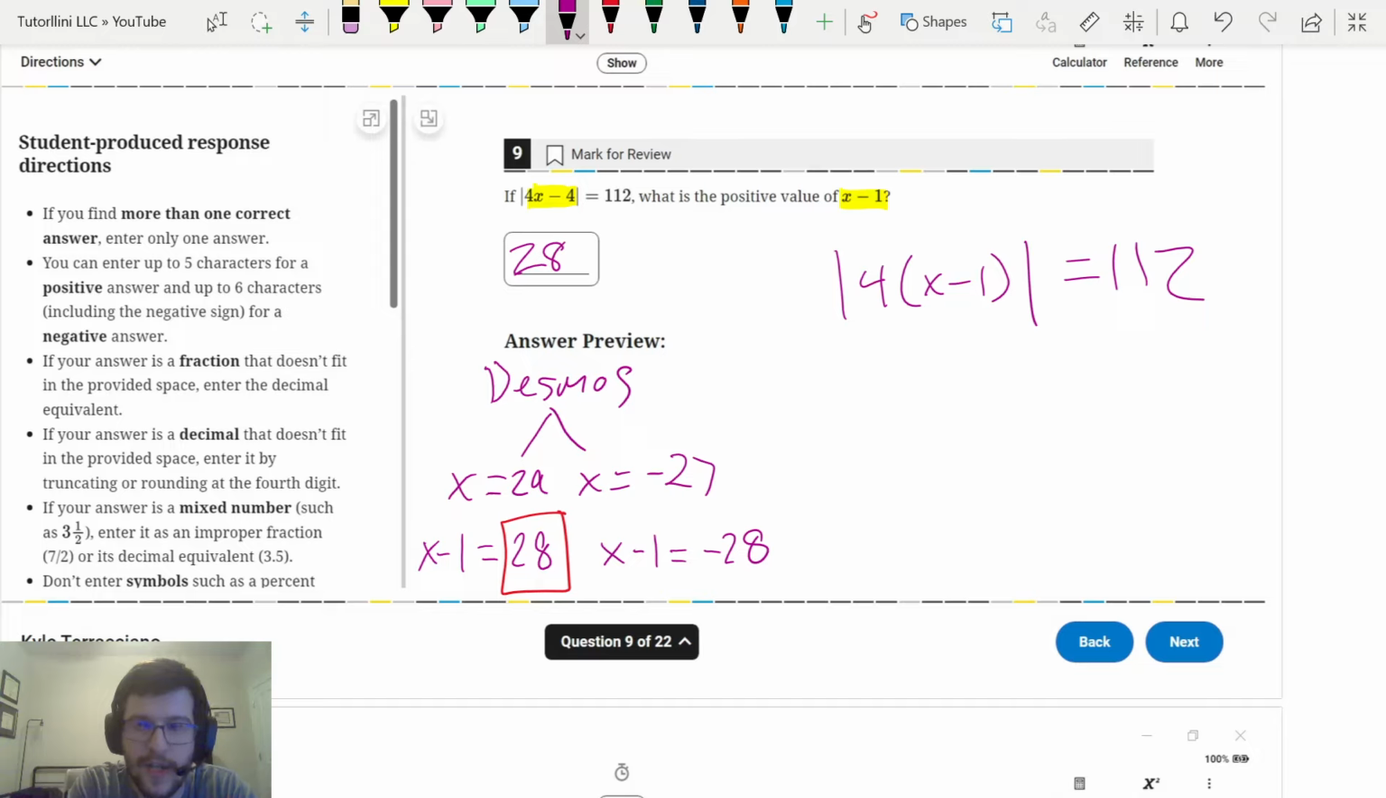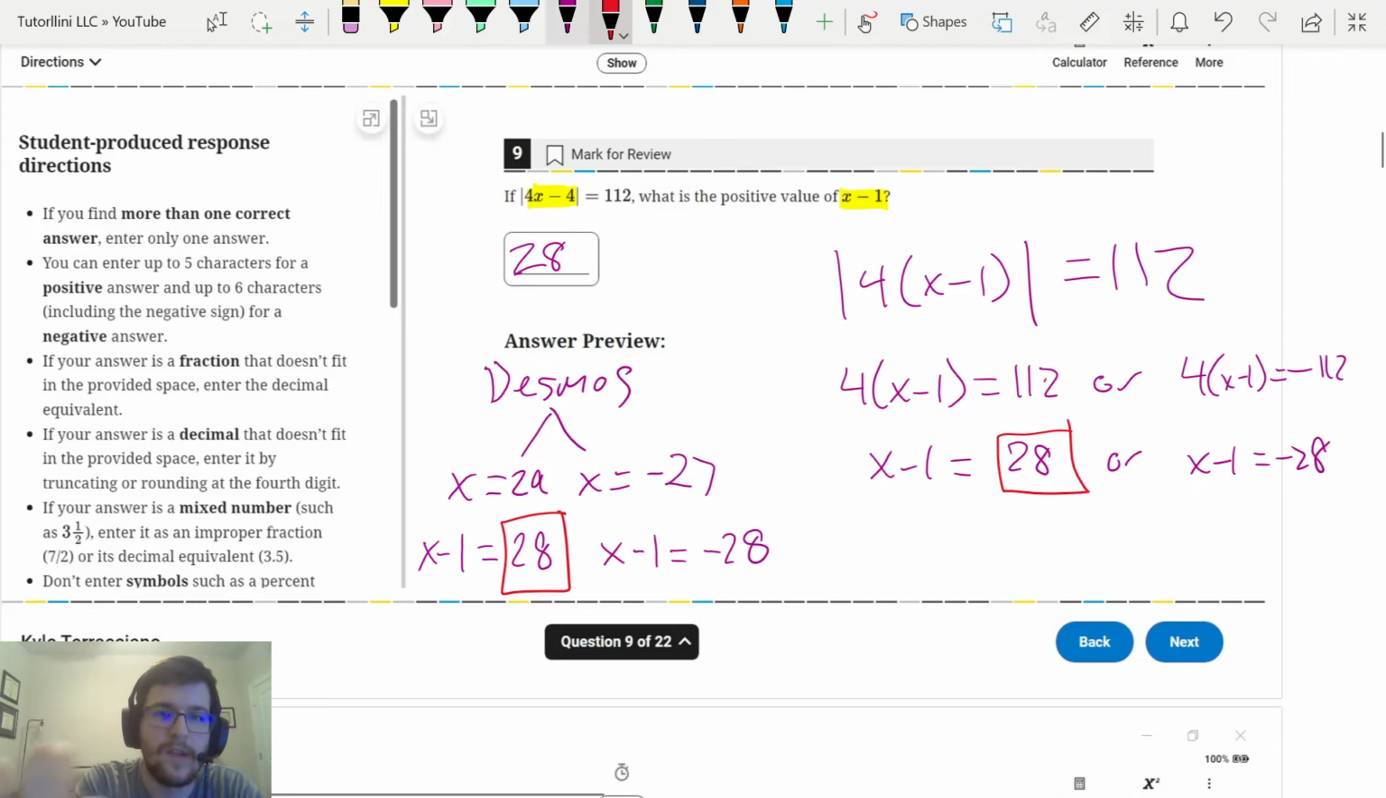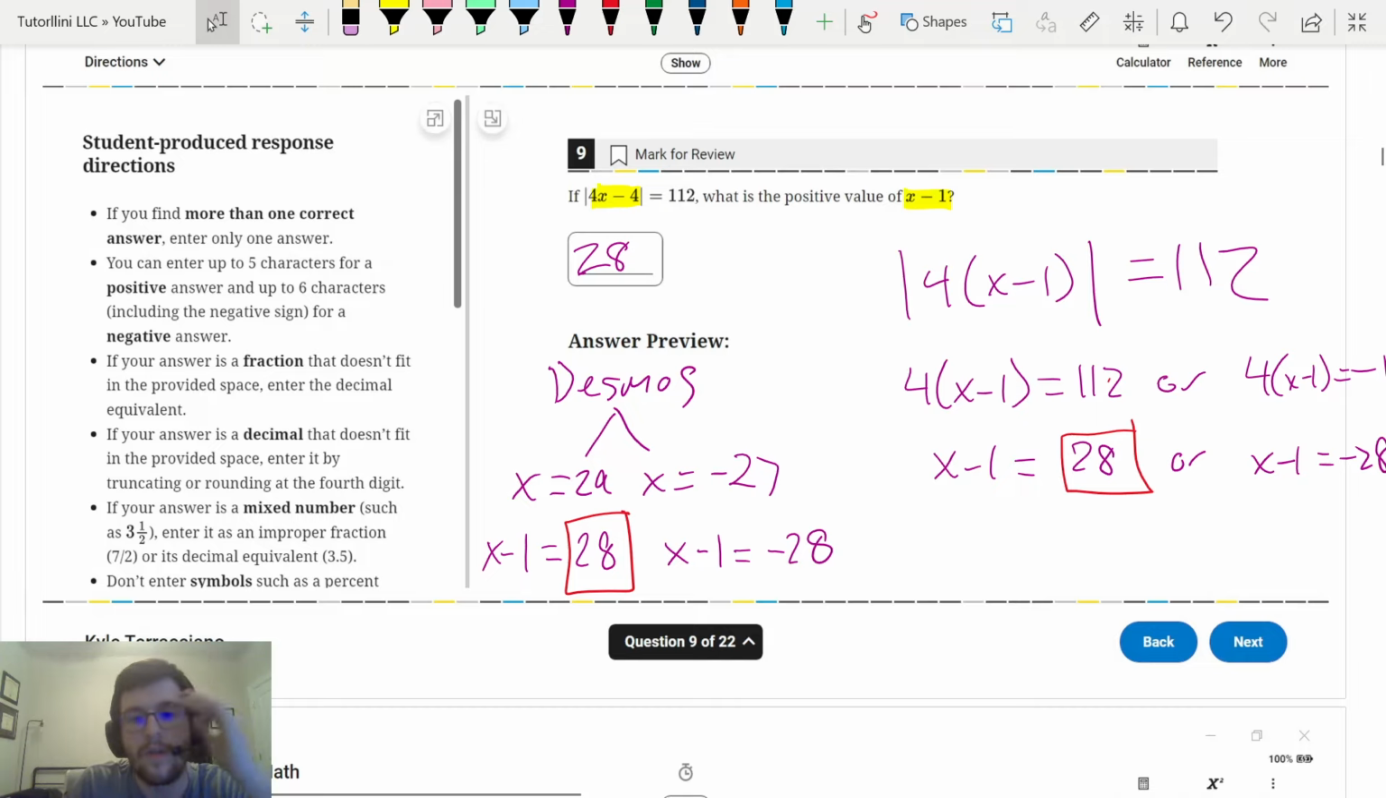Okay, so now there's two cases. So 4x minus 1, because it's positive, equals 112, or 4x minus 1 equals -112. And if you divide both sides by 4, you get x minus 1 equals 28, or x minus 1 equals -28. And you see we want the positive version, so this is the answer. So 28 is our answer. Two ways to do it. Okay, good.